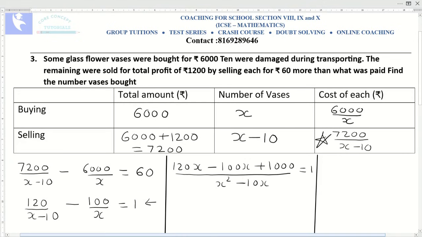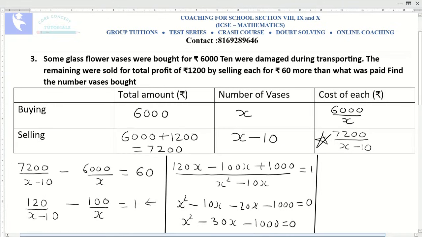So when you solve this you get a quadratic equation: x square minus 10x minus 20x minus 1000 is equal to 0. I hope this is clear students. So the final quadratic equation is x square minus 30x minus 1000 is equal to 0.